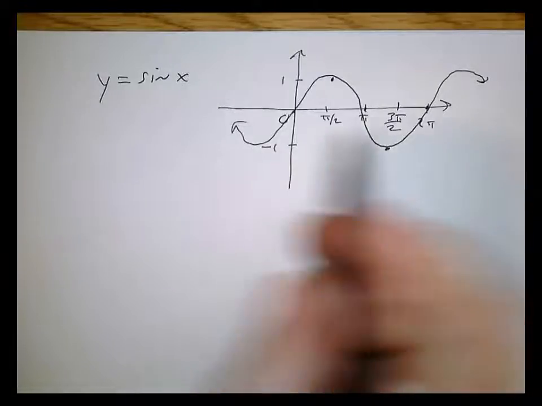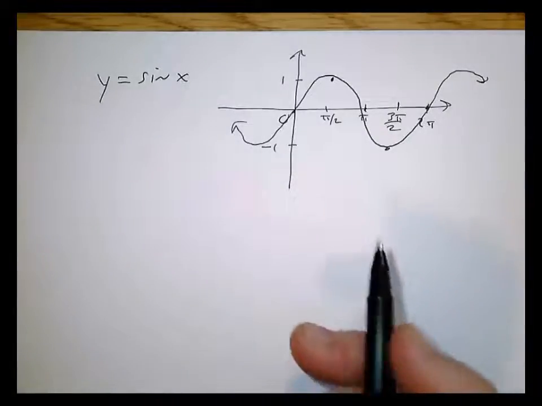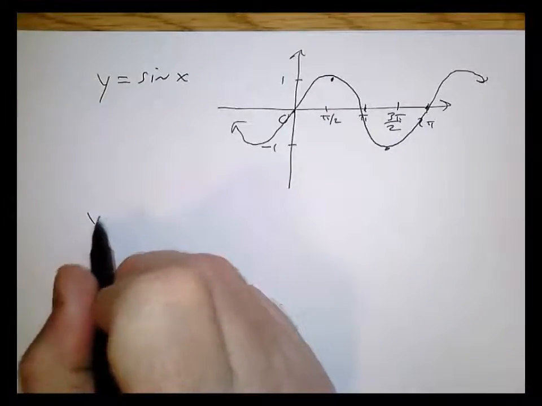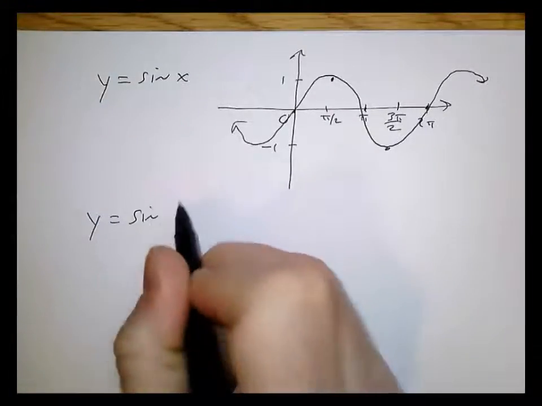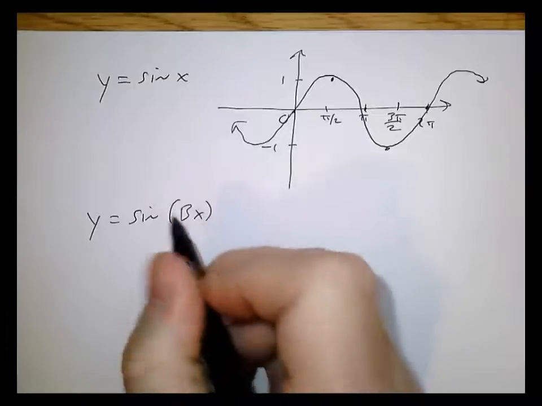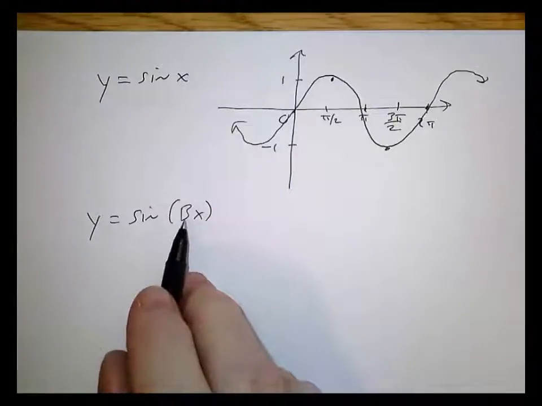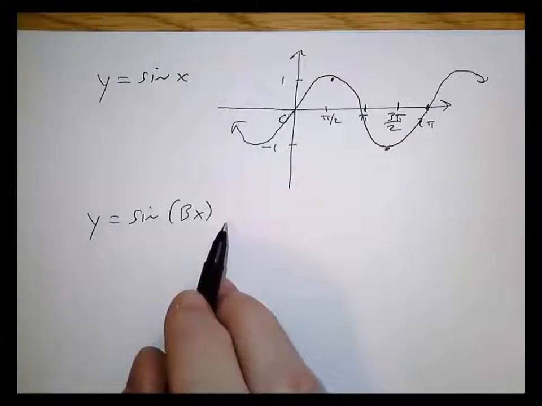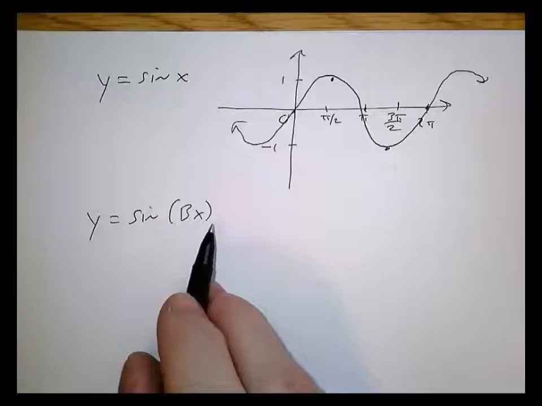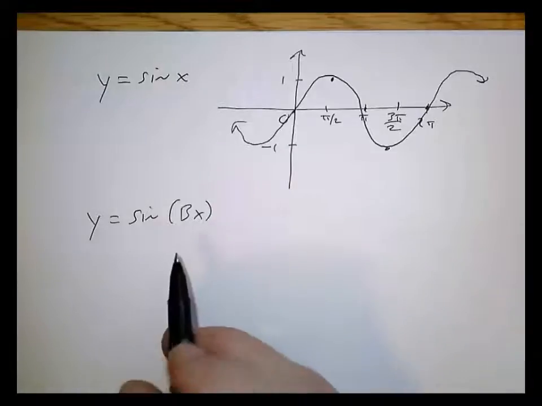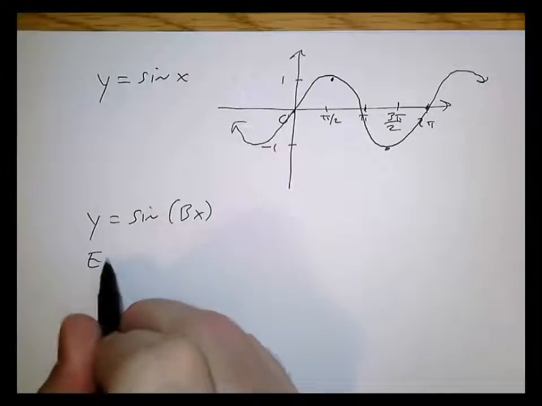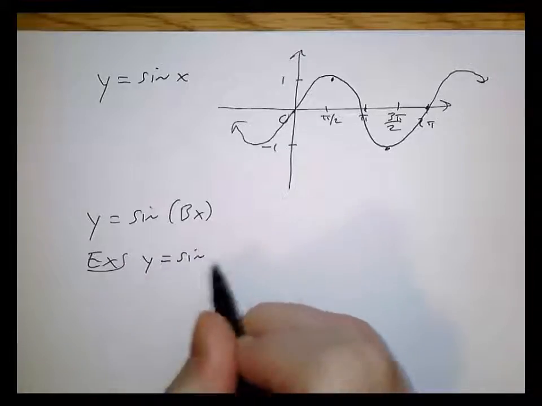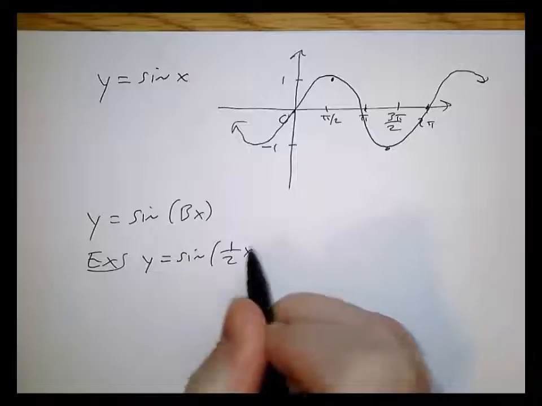And what I can think about now is some transformations of sine. And the first one we want to think about, in fact, is y equals the sine of bx. And what b is doing when you replace x by bx in a function, it's going to stretch or shrink your graph horizontally. And we can see that with perhaps an example. So let's say we have y equals the sine of 1/2 x.